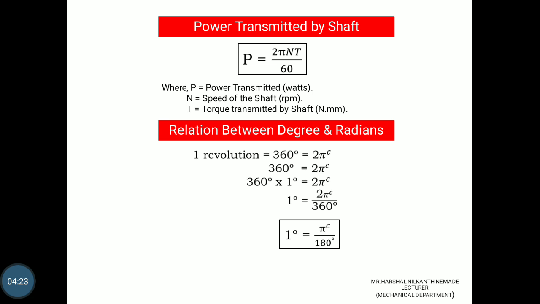Relation between degree and radian. One revolution is equal to 360 degree is equal to 2 pi radians. So 360 multiplied by 1 degree is equal to 2 pi radians. So 1 degree is equal to 2 pi radians divided by 360. I will get 1 degree is equal to pi divided by 180. So 1 degree is equal to pi radians divided by 180.